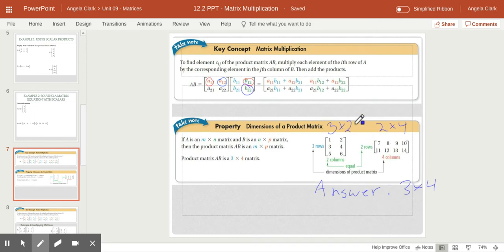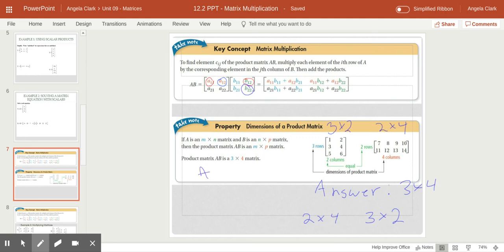So here, if this is A and this is B, I can do A times B, but I can't do B times A because look at the dimensions. If I try to do B times A, then they would be in this order, and these two don't match. So sometimes we can do B times A.